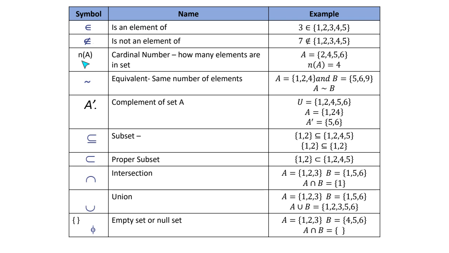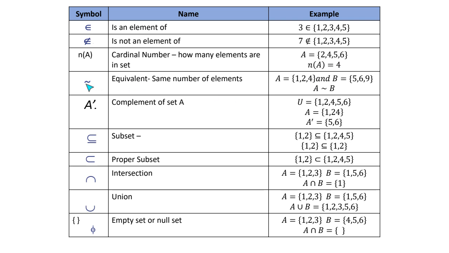The next symbol is the letter n, parentheses A, and that represents the cardinal number, which tells us how many elements are in a set. For example, if we had A equal to 2, 4, 5, 6, then the cardinal number of A is asking how many elements are in that set. We have 1, 2, 3, 4, so we would say 4.